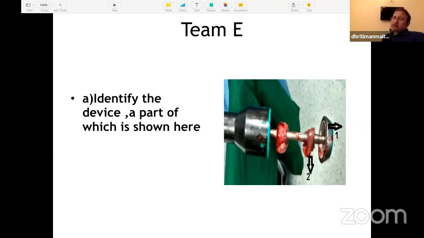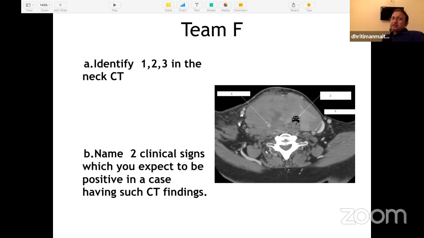Circular stapler for end-to-end anastomosis of the gut. The part which is marked 1 is called an anvil, and the tissue that has come out is called a donut. Okay. Now, on this CT scan of the neck, identify the structures which are marked as 1, 2, and 3. Name 2 clinical signs which you expect to be positive in a case having such CT findings.